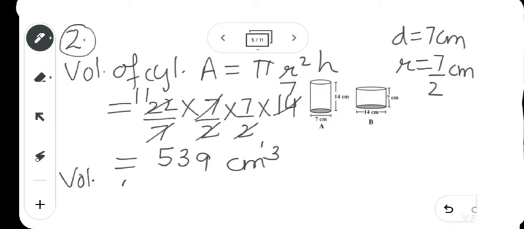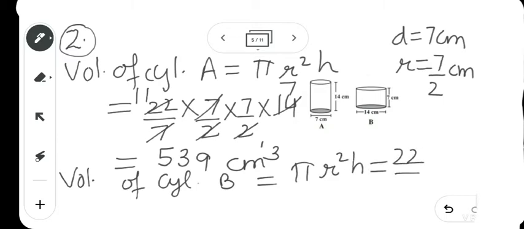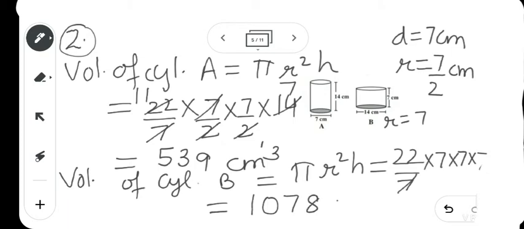Now we'll find the volume of cylinder B. Same formula, pi r square h. Pi value 22/7. Now this cylinder's diameter is 14, so radius will be 7. So r square is 7 into 7 into h. Height is 7, so h also 7. We can cancel 7 with 7. So what are we left with? 22 into 7 into 7. 7 sevens are 49 into 22. When you multiply 49 with 22, you will get the answer 1078 centimeter cube.